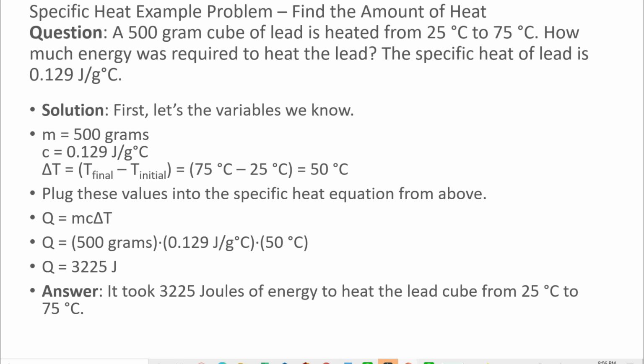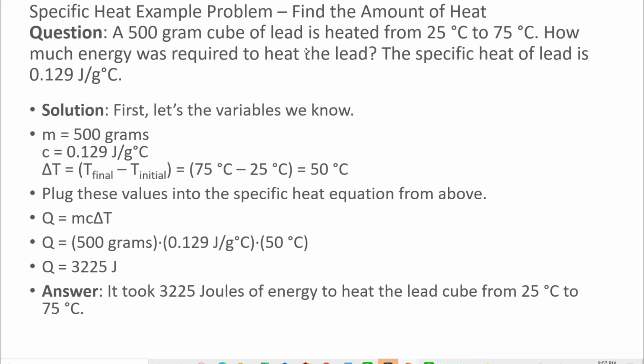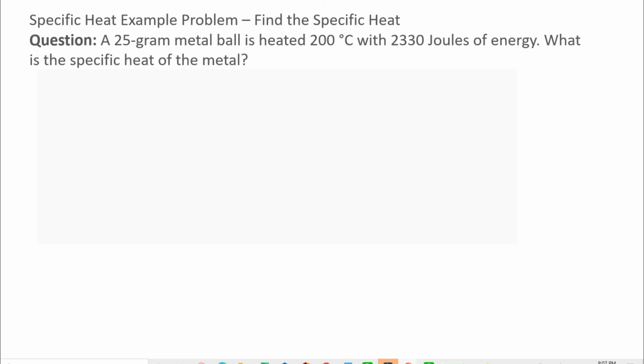So this problem is a specific heat, the amount of heat problem. And they ask you specifically in the problem, how much energy was required to heat the lead. So they are asking you how much energy. So that's Q. Therefore, you know you're going to use Q equals mc delta T. It's always important to look at the word problem and see what they're asking. What's missing? The second type of problem we're going to do is find the specific heat.